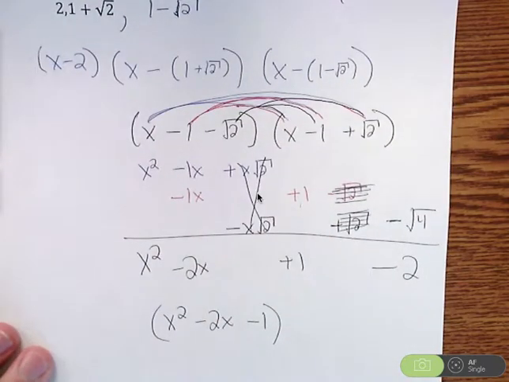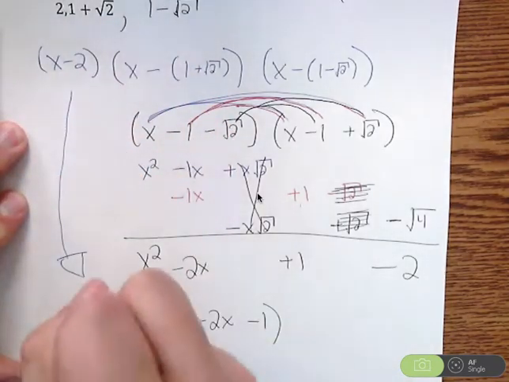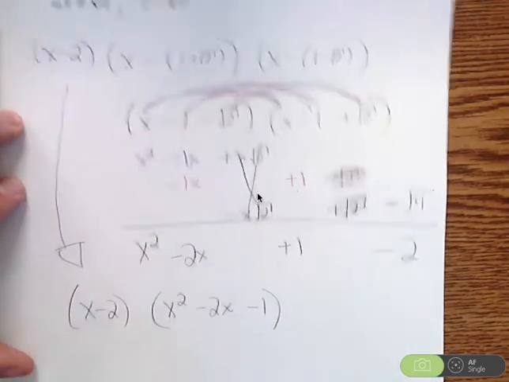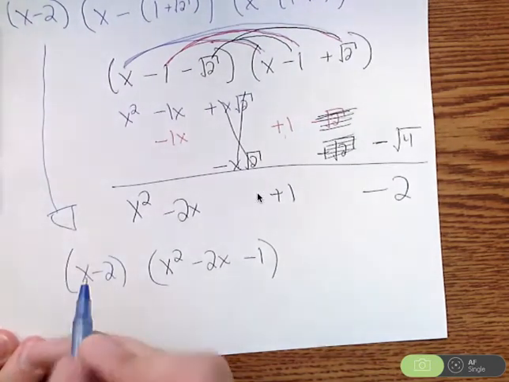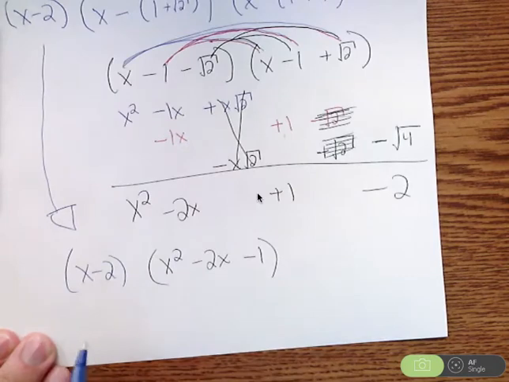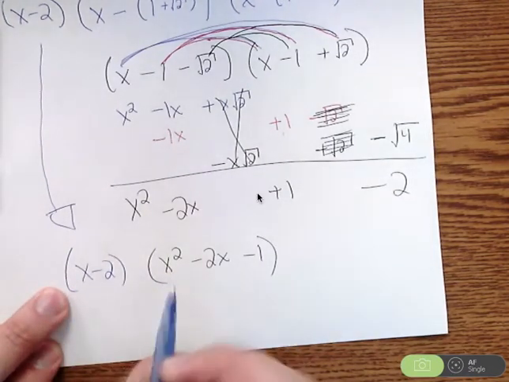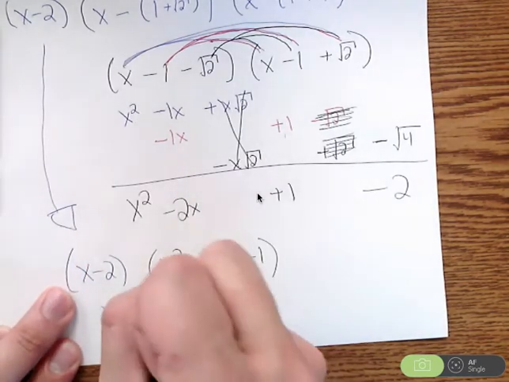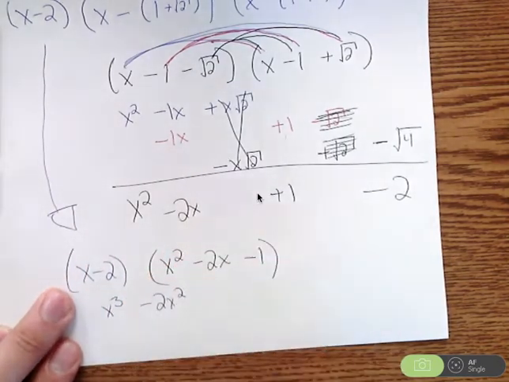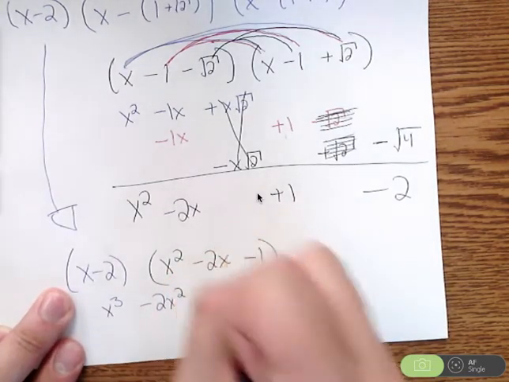Only one step left to do is, remember that x minus 2 we covered at the beginning? That's still in play, so we still have to multiply everything through by x minus 2. So hopefully at this point it becomes a lot easier, so you're just going to take x, distribute it through, negative 2 distributed through. So x times x squared is x cubed. X times negative 2x is negative 2x squared. X times negative 1 is negative 1x.